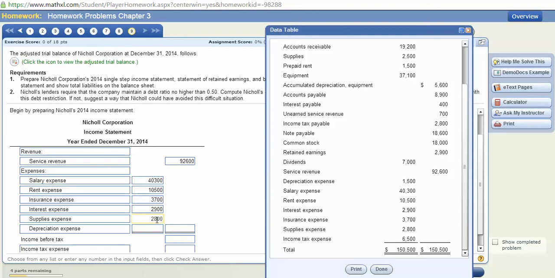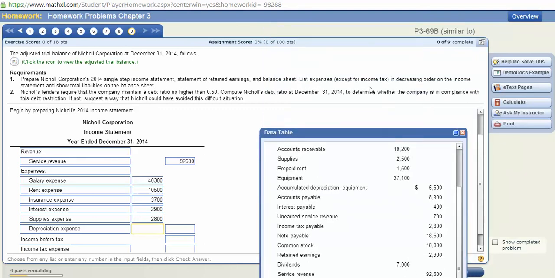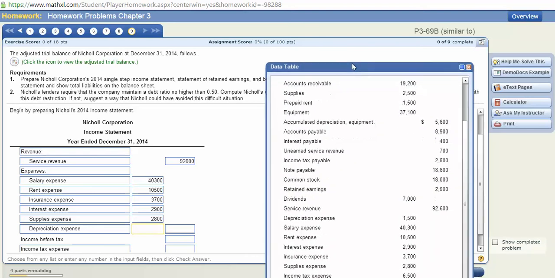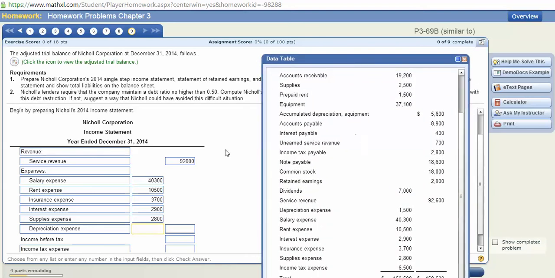And then the lowest expense we have, and pay close attention here, it says except for income tax. So list expenses in decreasing order on the income statement, except for income tax. Income tax is special, and it's put on a line all by itself after we do our revenues and expenses. Depreciation expense is the lowest one. It's 1,500. If you add all of your expenses up, you come up with the magic amount of 61,700.